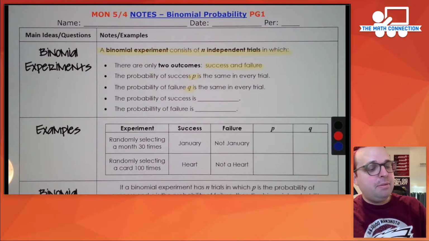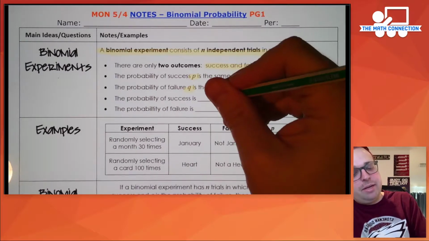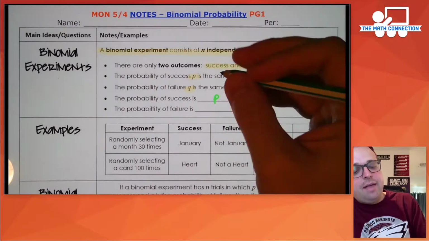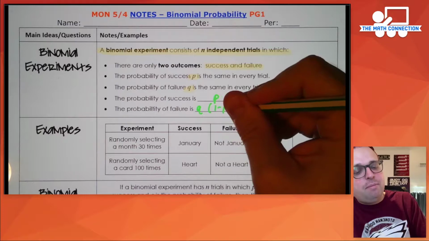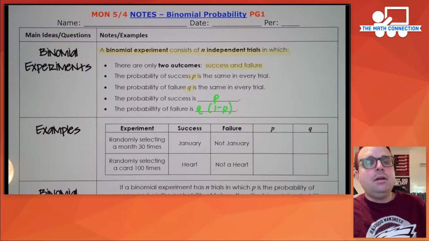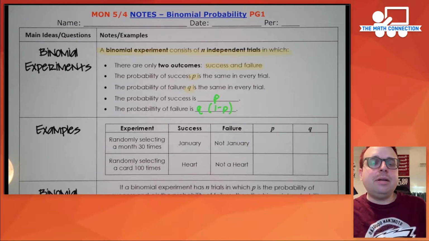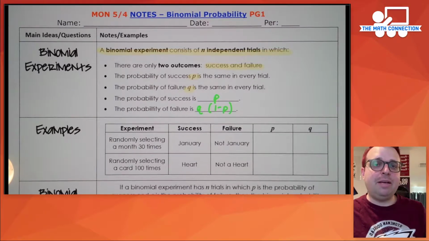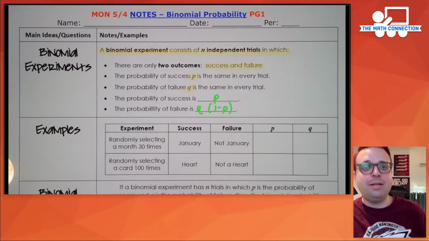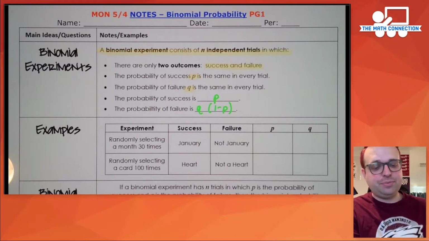So the probability of success is given by p, and then the probability of failure is q, but you can find that by taking 1 minus p, okay? That makes sense because let's say you have a probability of success that's 0.25 or 1/4. Well, if 25% of the time it's going to be a success, then 75% of the time it's going to be a failure, and therefore q will be 0.75 or 3/4.